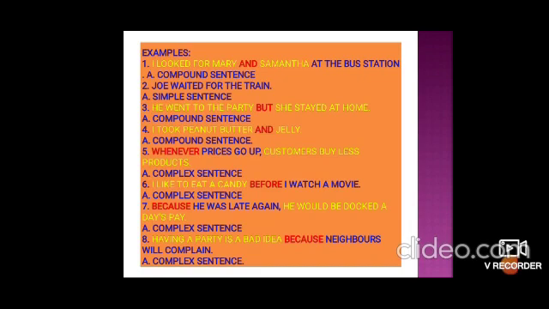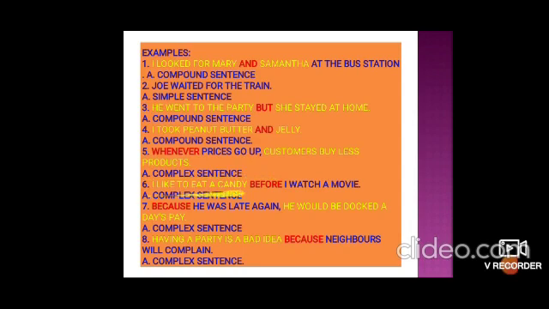Prices go up, customers buy less. Now, customers buy less products makes meaning, it's independent, but prices go up makes no meaning or it needs a complement. So now there's the subordinating conjunction: whenever prices go up, customers buy less products. So it is a complex sentence.